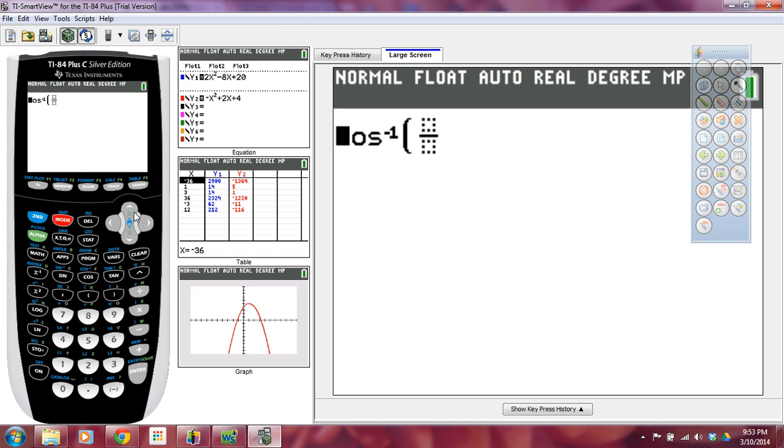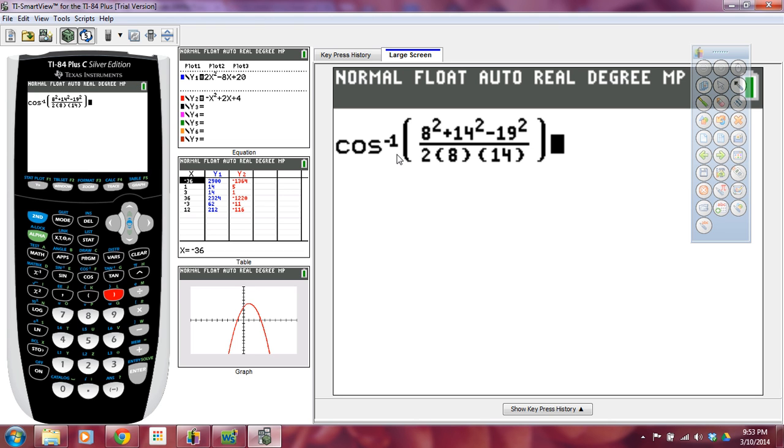Okay, so I have my little boxes. Those are really nice. So on top, I am just going to put what was on top. So 8 squared plus 14 squared minus 19 squared. And then on bottom I've got 2 times 8 times 14. All right, and then I'm going to close that. That makes it a lot easier to look at. We call that pretty print or like an equation editor type thing.